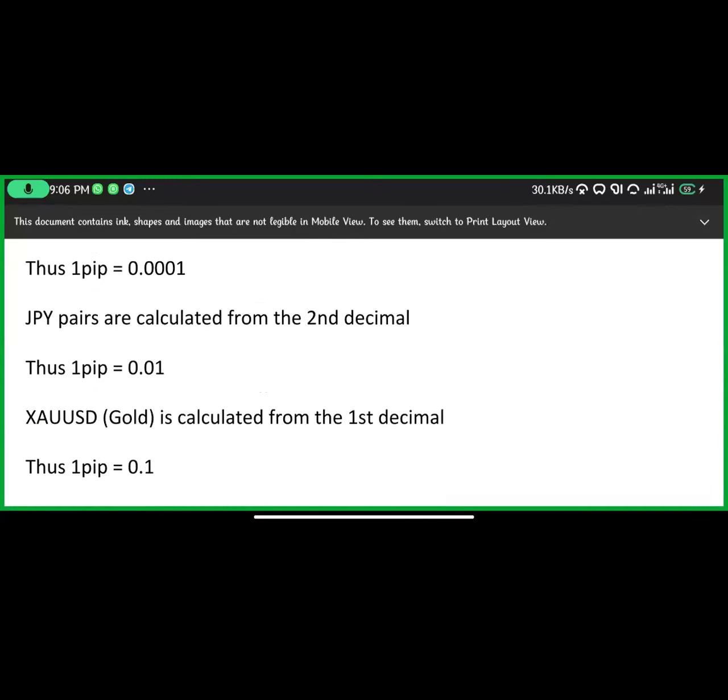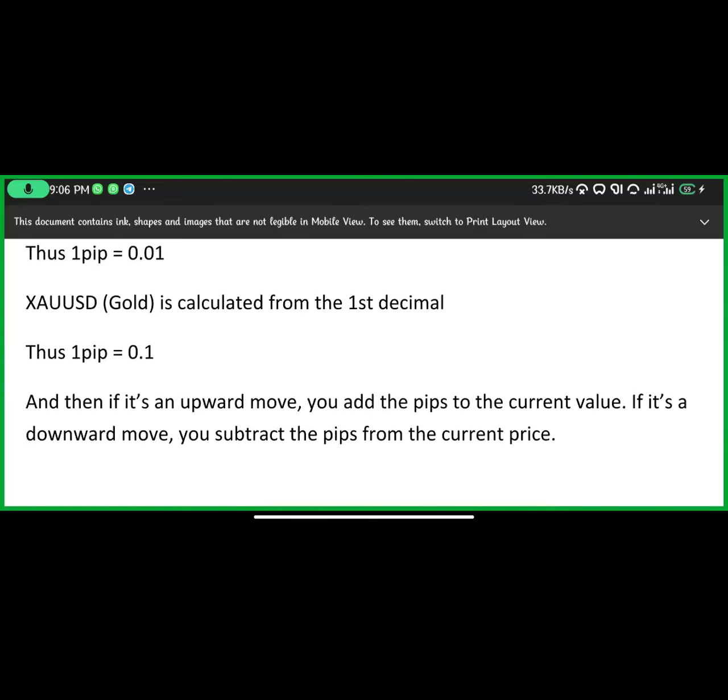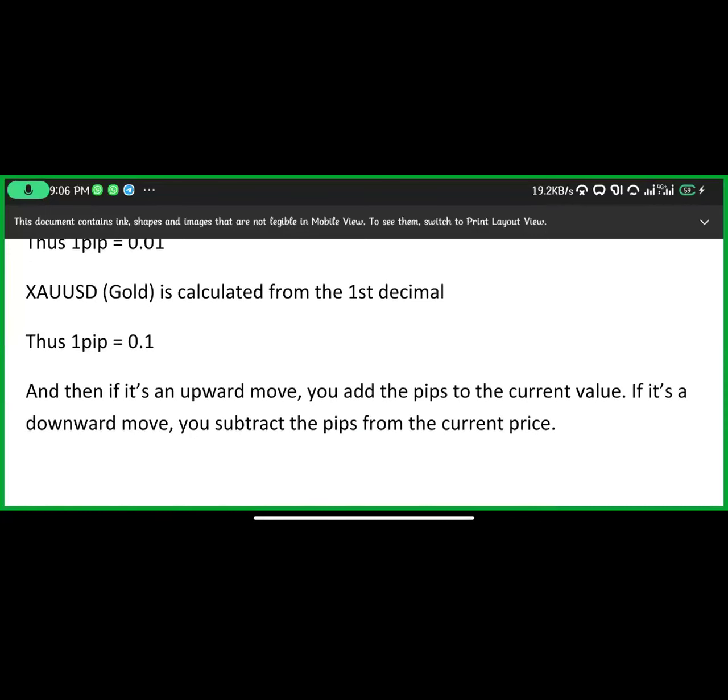Now, also, for JPY pairs, it's being calculated from where? From the 2nd decimal. That is, 1 pip is equivalent to 0.01. And also for gold, it's calculated from the 1st decimal. That is, 1 pip is equivalent to what? 0.1. And then if it is an upward movement, you add 1 pip to the current price. And also, if it's a downward movement, you subtract 1 pip from the current price.